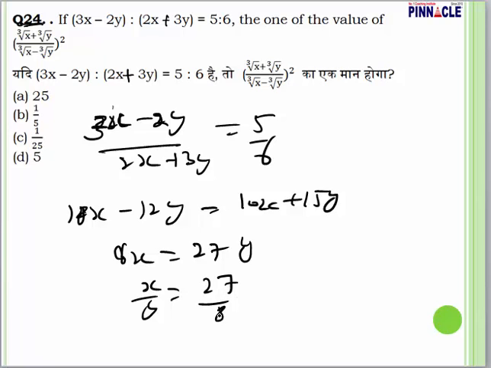Now put this value in this: cube root of x, that is cube root of 27, would be equal to 3, because 3 power 3 is equal to 27. So 3 plus y, we can have 2, 3 minus 1 and square, 3 plus 2, that is 5 by 1 and square would be equal to 25. So after putting value we get A is equal to 25. Next question, question number 25.